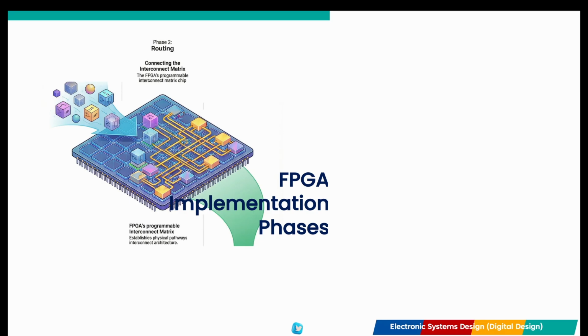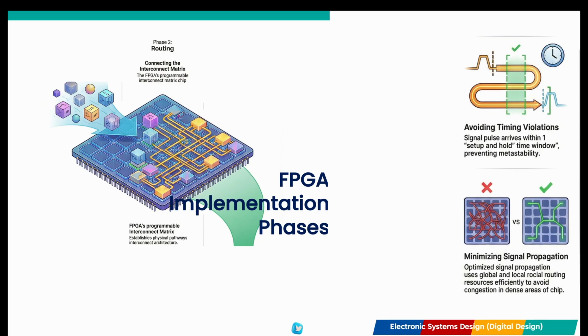The tool establishes the physical wiring connections between every logic element using the FPGA programmable interconnect matrix. This stage is incredibly critical because even if your RTL code is perfectly correct, poor placement or inefficient routing can cause signal delays, leading to timing violations that will stop your hardware from functioning at its targeted speed.